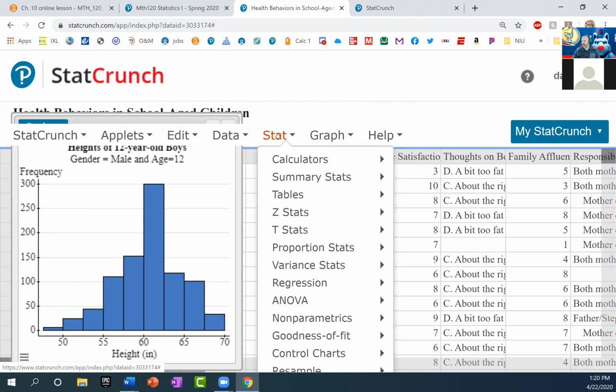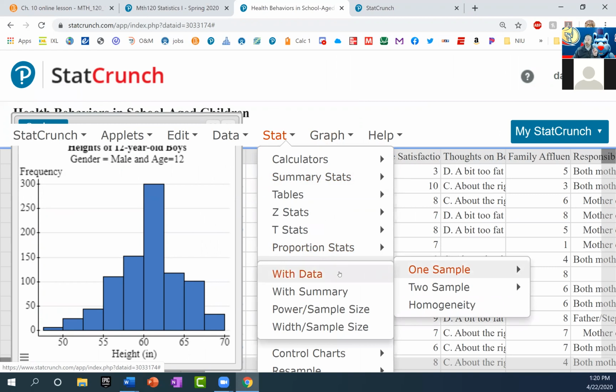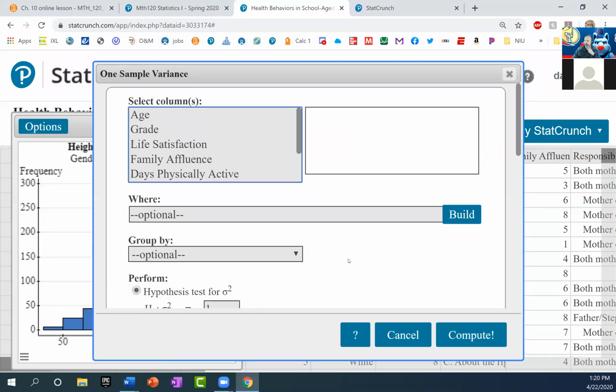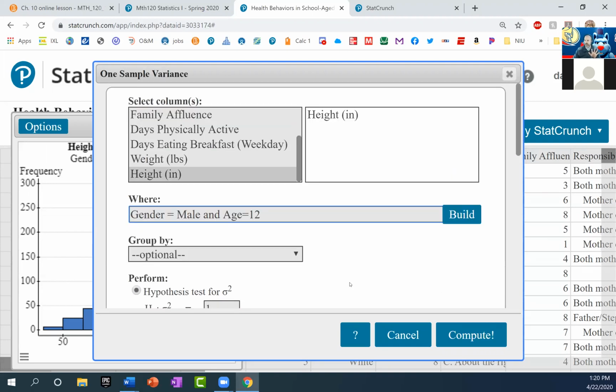So Daniel's filling up the chat here. Variance stats is correct. One sample. We do have data. So with data. Then let's see here. What are we doing? Height. And then again, we have to type in where gender, because this is our sample data. We want to get just 12-year-old boys.